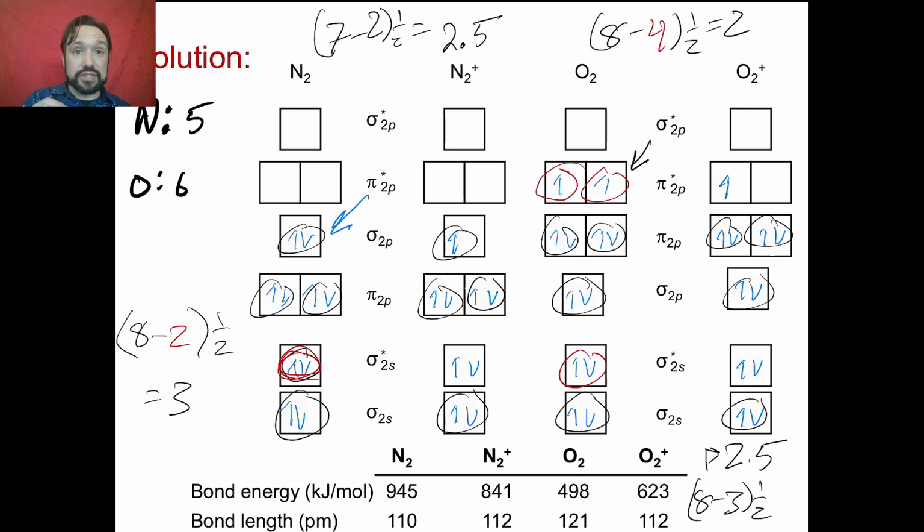So nitrogen, as I go to a nitrogen cation, loses a bonding electron. Oxygen loses an antibonding electron. Nitrogen becomes less stable, oxygen becomes more stable because of the type of orbitals that the electrons are in and how they contribute to that overall MO, molecular orbital.